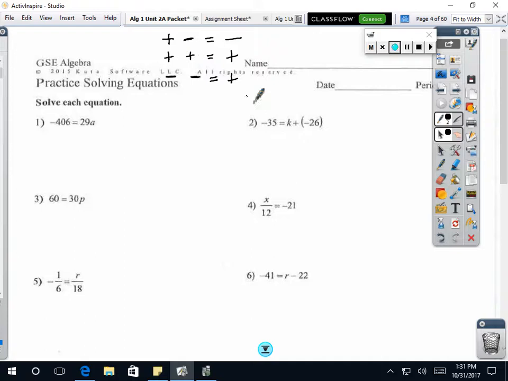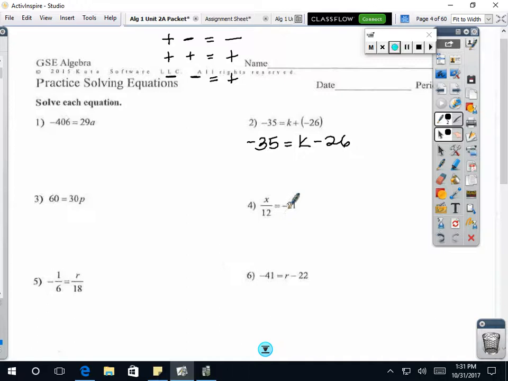Okay, so if the signs that are back to back are the same sign, then you'll just change it to one big plus sign in the middle. If they're opposites though, you change it to one big minus sign. So this problem could be rewritten as negative 35 equals k minus 26. Because a plus and negative is the same thing as minus.